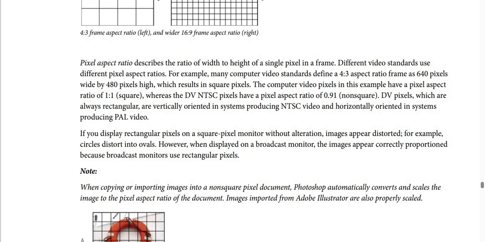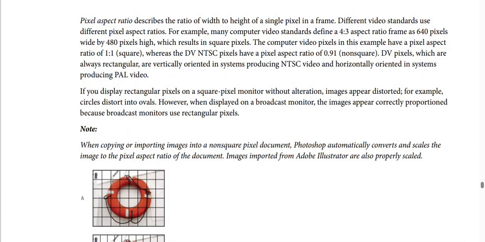Square, whereas DV and NTSC pixels have a pixel aspect ratio of 0.91. Non-square DV pixels are always rectangular and are vertically oriented in systems producing NTSC video, and horizontally oriented in systems producing PAL video. And if you display rectangular pixels on a square pixel monitor without alteration, images appear distorted.